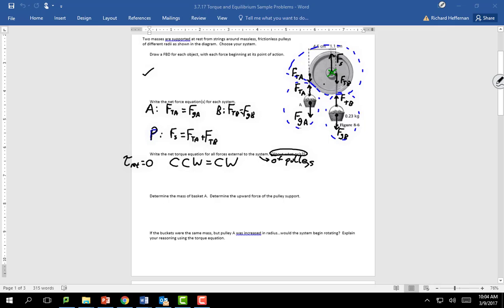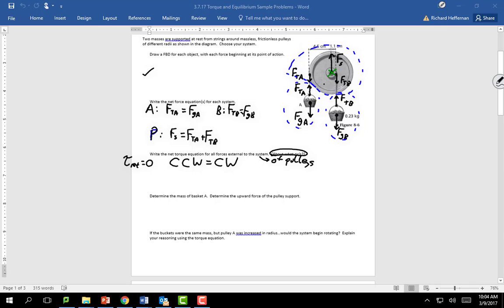So we got our bike wheel up here. Okay. FTB is like right here. So if FTB was applied to it, is that rotating clockwise or counterclockwise? Clockwise. Okay. If FTA was applied to it, counterclockwise. I thought because the forces are pointing up. Oh, I see.